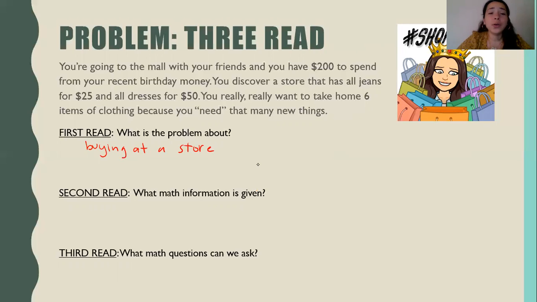My second read, you're going to the mall with your friends and you have $200 to spend from your recent birthday money. You discover a store that has all jeans for $25 and all dresses for $50. You really, really want to take home 6 items of clothing because you need that many new things. What math information is given? So go ahead and type, what math information do they give you? And then good, Eric.